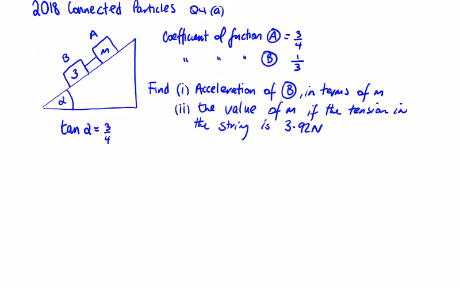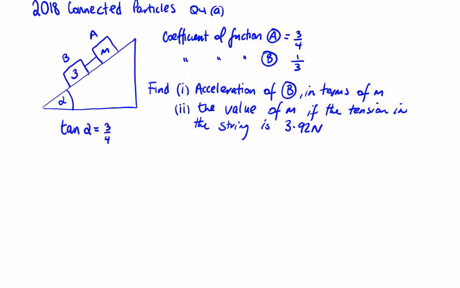2018 Connected Particles Q4a. A block A of mass m is connected by a light inextensible string to a second block B of mass 3 kilos. They slide down a rough inclined plane which makes an angle alpha with the horizontal, where tan alpha is 3/4. We'll work out sine and cos alpha in a minute. The string remains taut in subsequent motion.